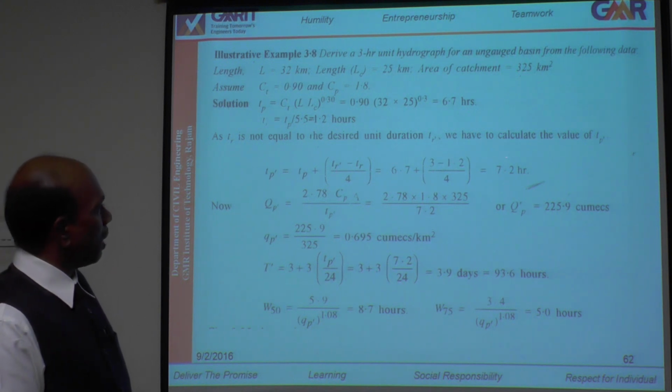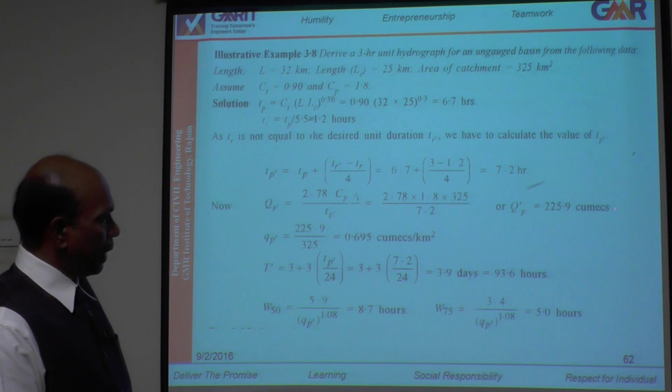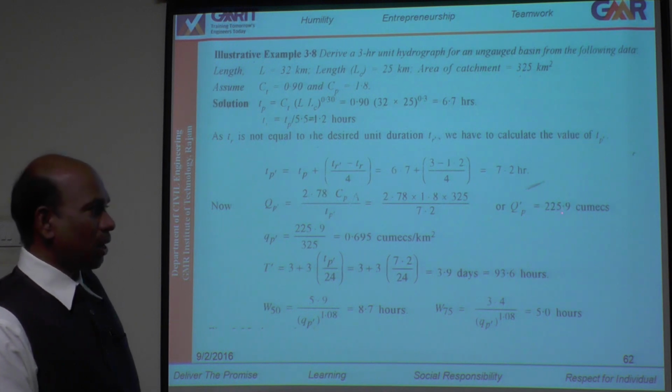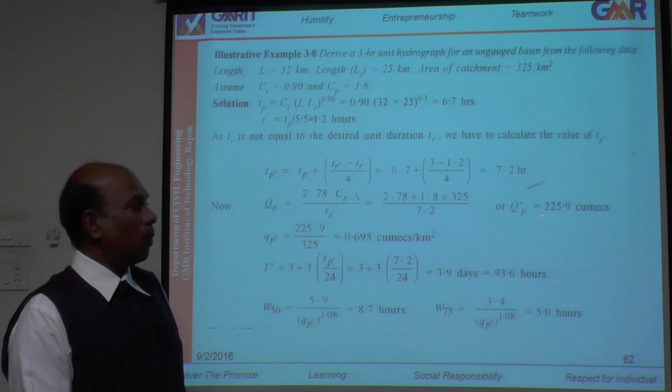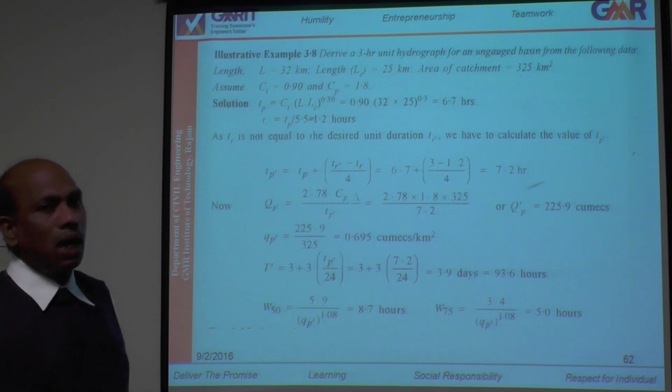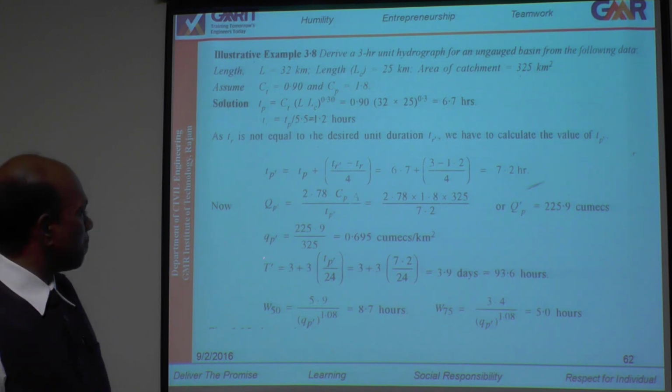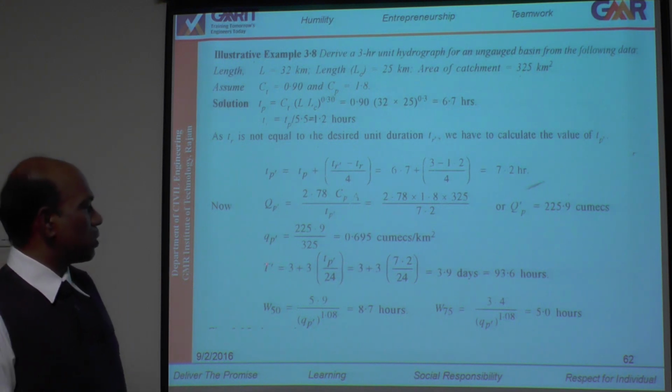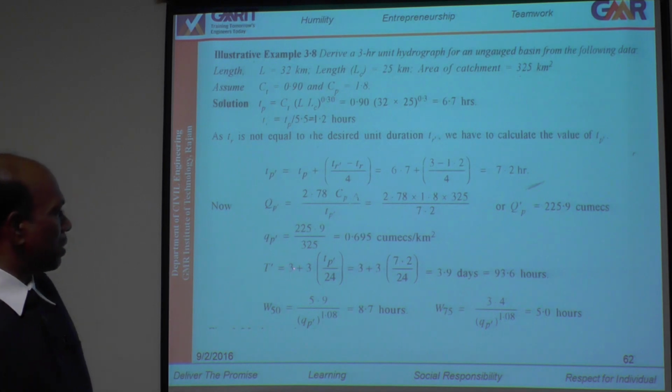You know the basin lag and you know the peak discharge. These two values are required for the construction of the graph. Apart from that, we should know the base period. Base period is equal to, here also you have to use the corrected value, that is equal to 3 plus 3 TP dash divided by 24. TP dash value we know.